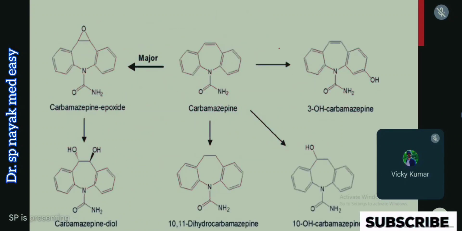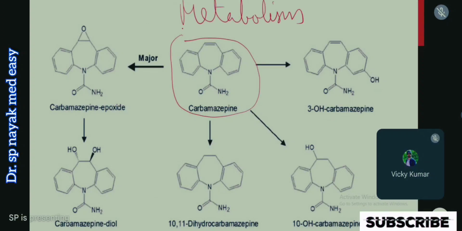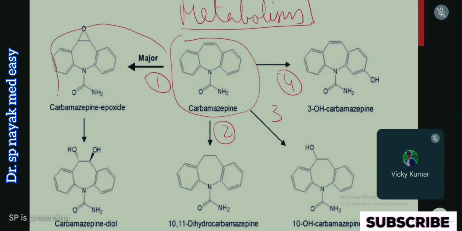Now this is the structure of carbamazepine, right? We have to learn these metabolic reactions. You have to remember, carbamazepine is metabolized by 4 different methods, number 1, 2, 3 and 4. The first method is the major method. 90% of carbamazepine is metabolized in this manner. First, carbamazepine is metabolized into carbamazepine epoxide.